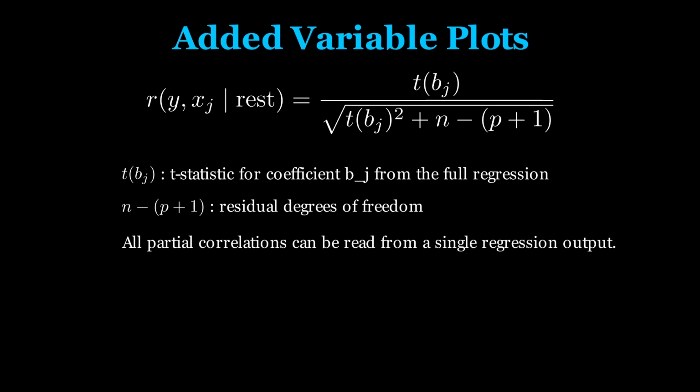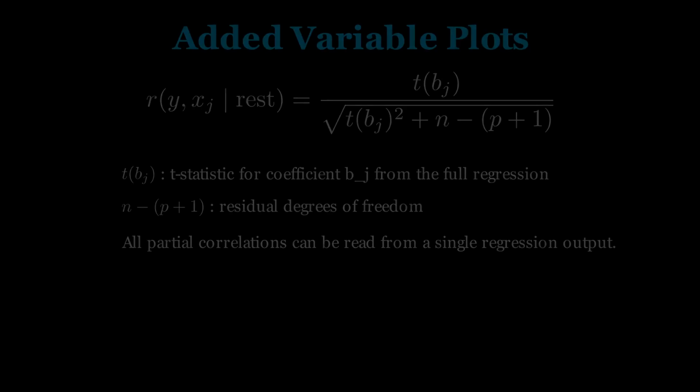A key advantage of this formula is efficiency. All partial correlation coefficients can be computed from a single multiple regression output, without needing to run separate regressions for each predictor. Thanks for watching.